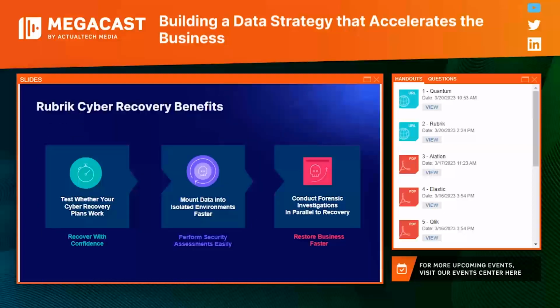So to kind of summarize this once again, Rubrik Cyber Recovery gives you new capabilities to recover quickly, to recover with confidence from any cyber attack. It enables you to perform security assessments easily, whether in response to an active threat or as part of that cyber preparedness exercise that you're doing to make sure that you're good to go in the event that something bad does happen. And then finally, it enables you to conduct forensic investigations in parallel to a recovery. And this helps you get back up and running quickly while the security ops team are able to do their work to guarantee safety within the environment.